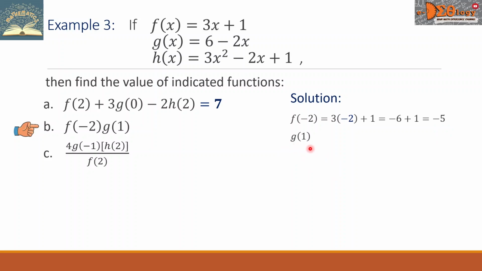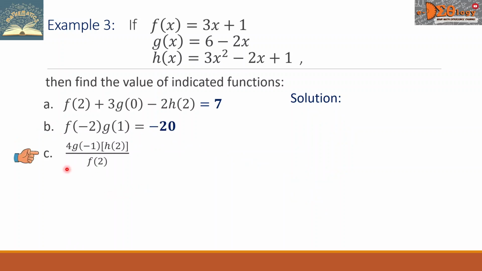Then g of 1. Our g of x is here, 6 minus 2x. So g of 1 becomes 6 minus 2 times 1. 2 times 1 is 2. So 6 minus 2 equals 4. For problem B, we substitute the values. So we have f of negative 2 is negative 5 times g of 1, which is 4. So negative 5 times 4 is negative 20. So we write the answer opposite problem B.